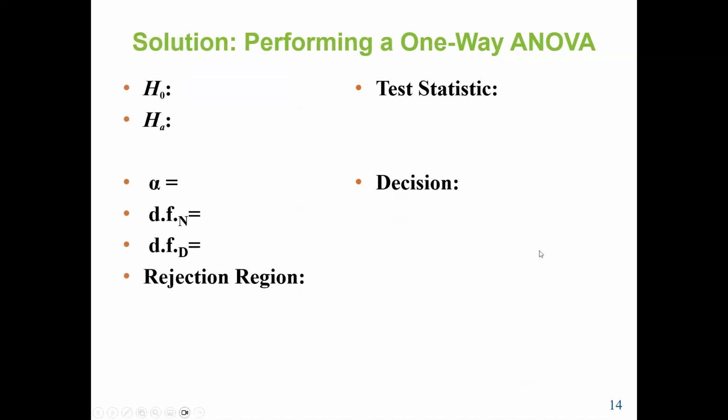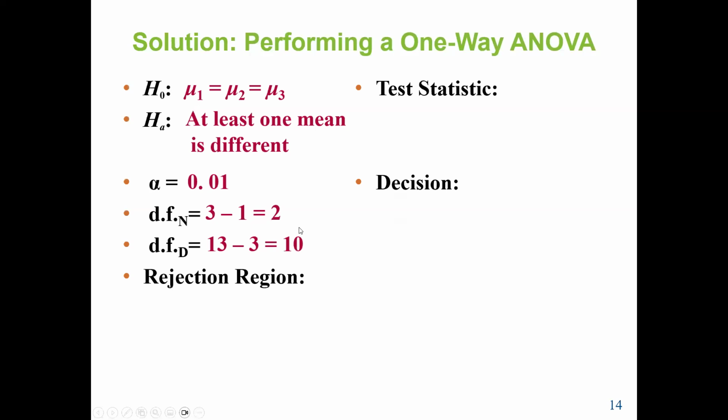Again, we state our H0 equality: mu1 equals mu2 equals mu3. Then HA will be at least one mean is different. Alpha is given to be 0.01. The number of samples is 3, so the degrees of freedom for the numerator will be 3 minus 1.